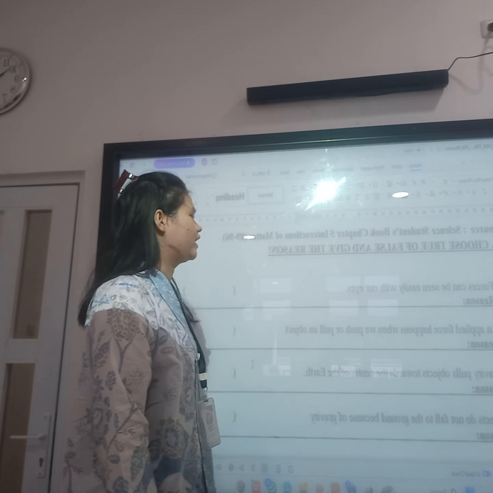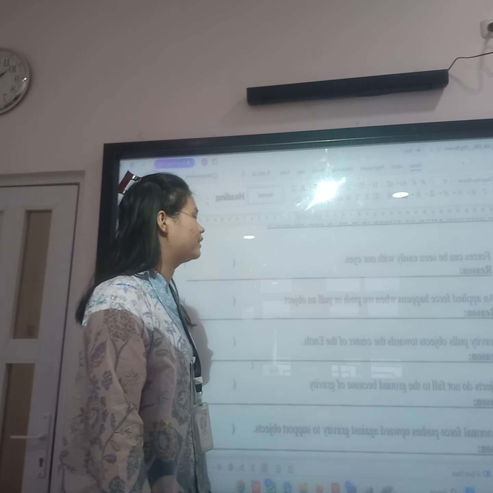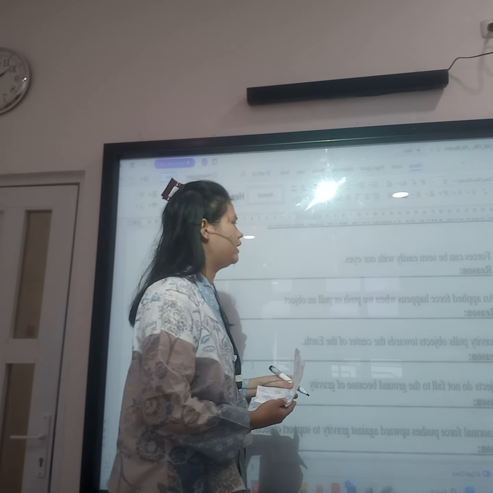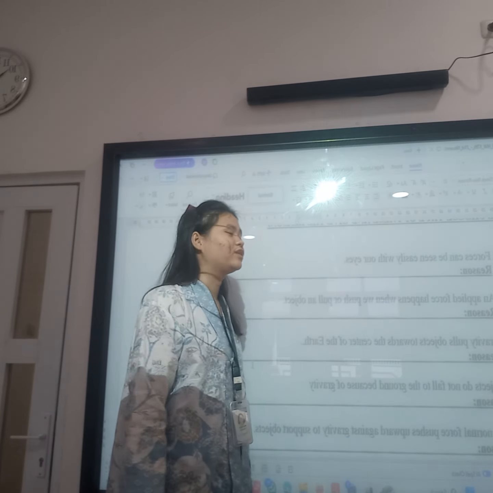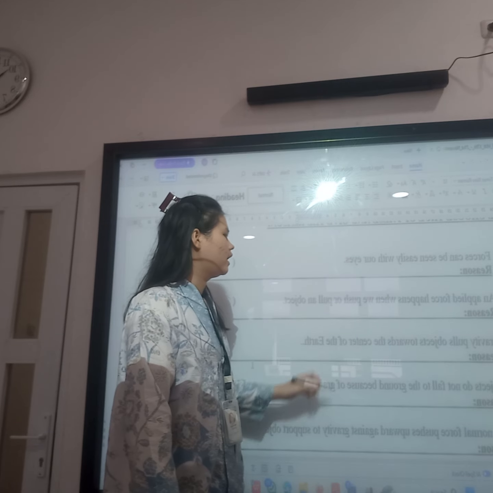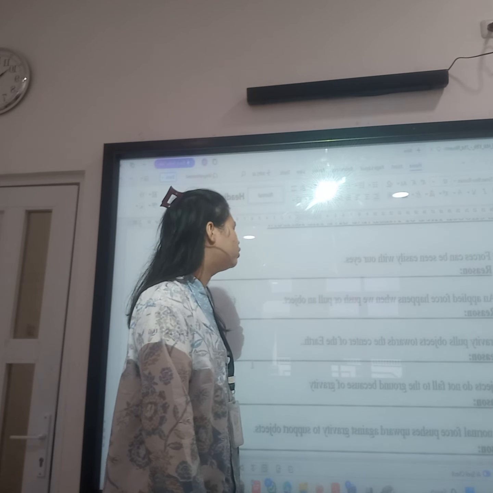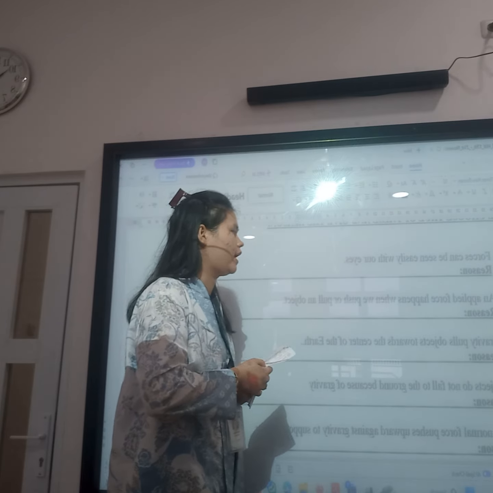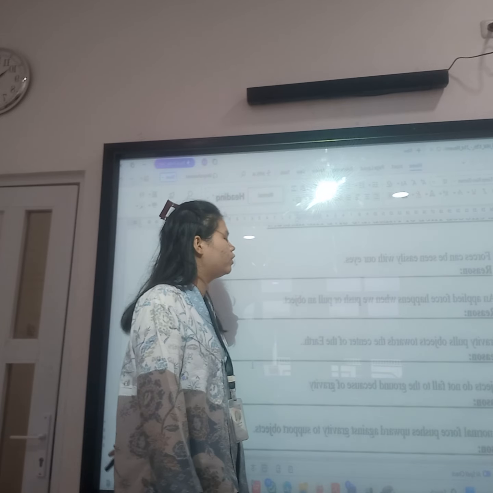Forces can be seen easily with our eyes. At first, it is false because forces cannot be seen by our eyes. And applied force happens when we push or pull an object, because forces happen when we push or pull an object.